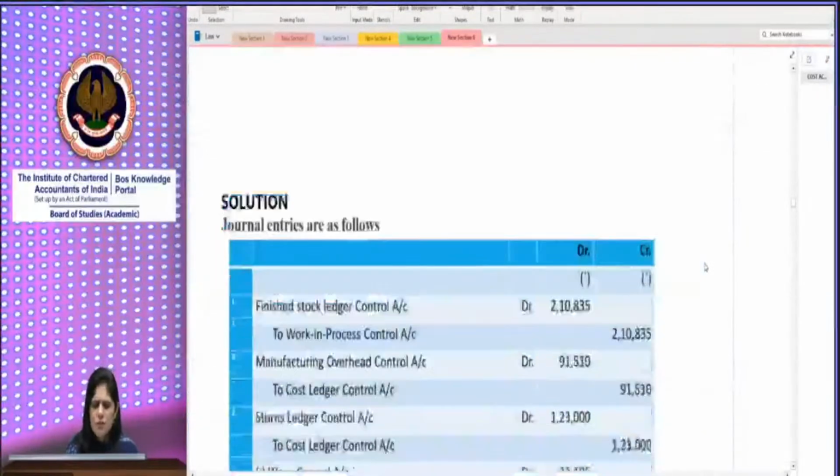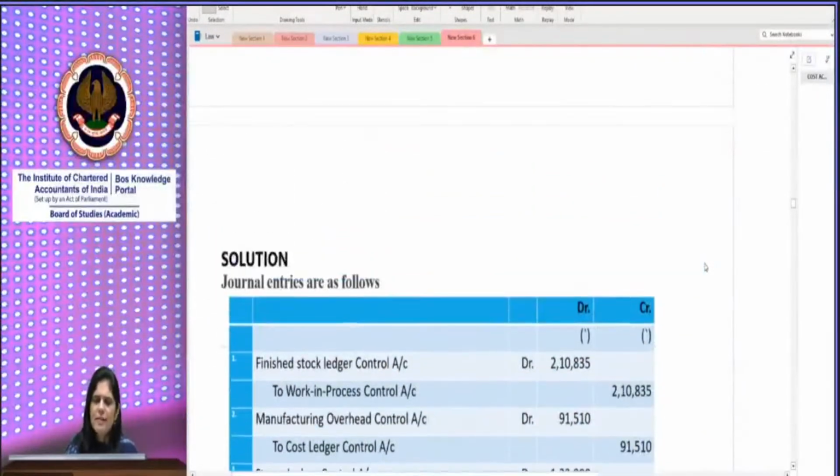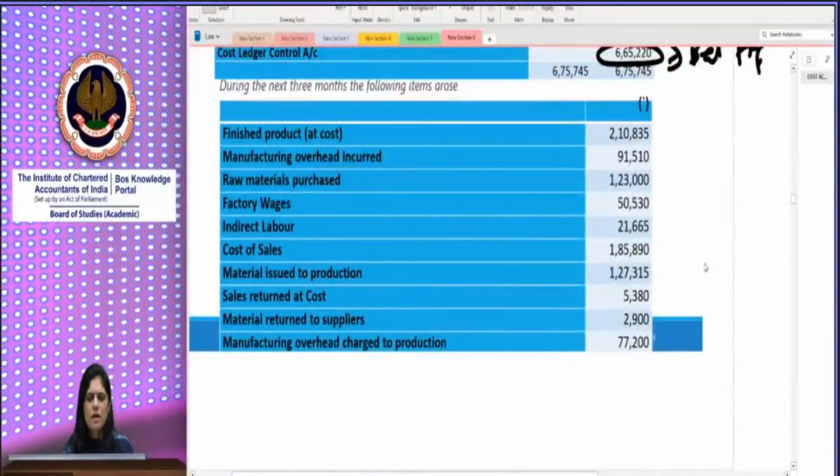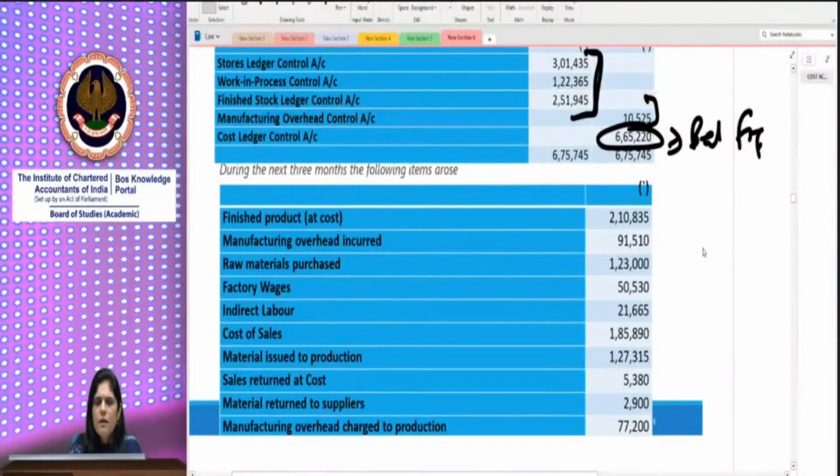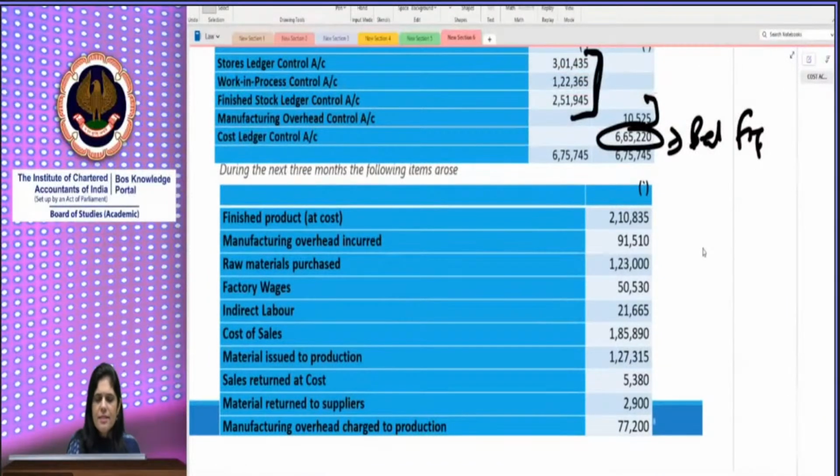So let me just show, then we'll come back. Okay, this is the entry. So let us first discuss the entries, then we'll do the accounts. So these are the balances. I hope you have made 10 ledger accounts, all of you. Clear? Just quickly practice the entry.